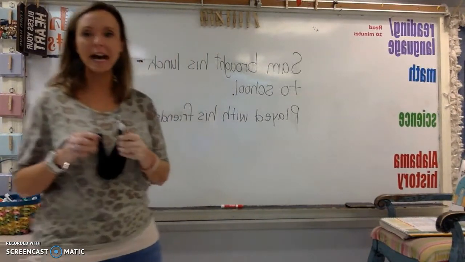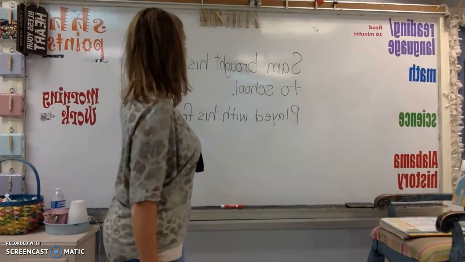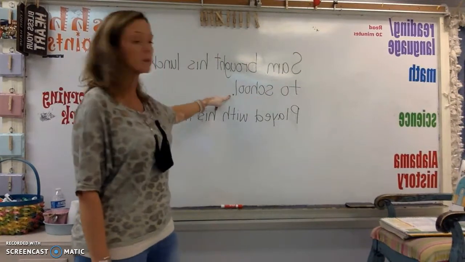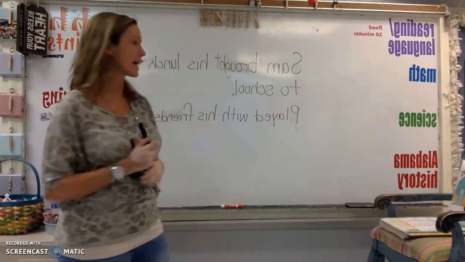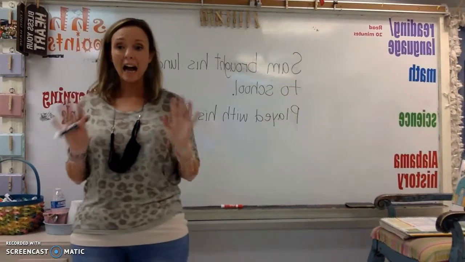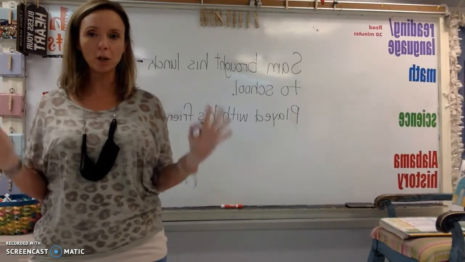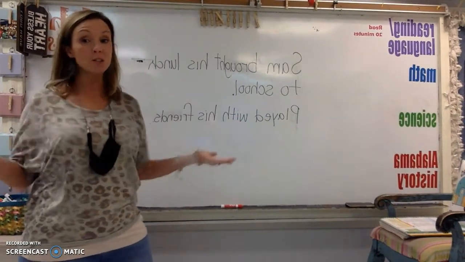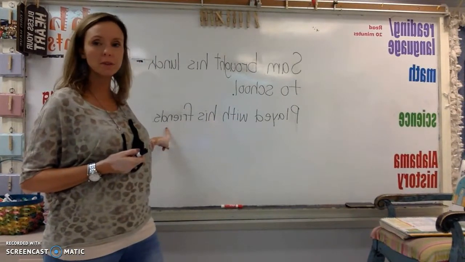So now let's read our correct sentence. Sam brought his lunch to school. It begins with a capital letter, it ends with a period, and it is a complete thought. Great job. Let's move on to the next sentence. Played with his friends. I want to caution you here because when you immediately look at that sentence, it looks perfect. It begins with a capital letter and it ends with a period. But we're too smart for that, right? Played with his friends is not a complete thought.